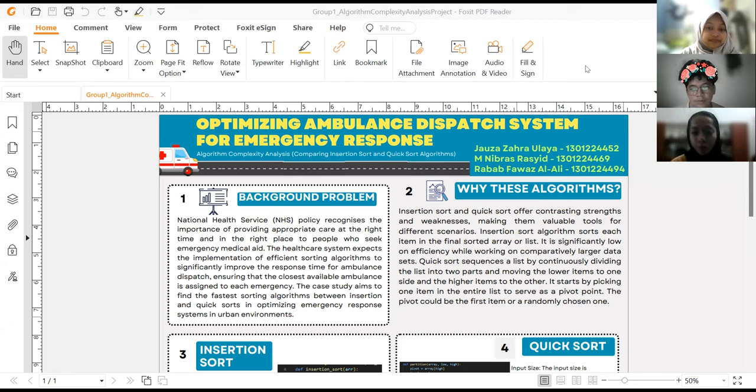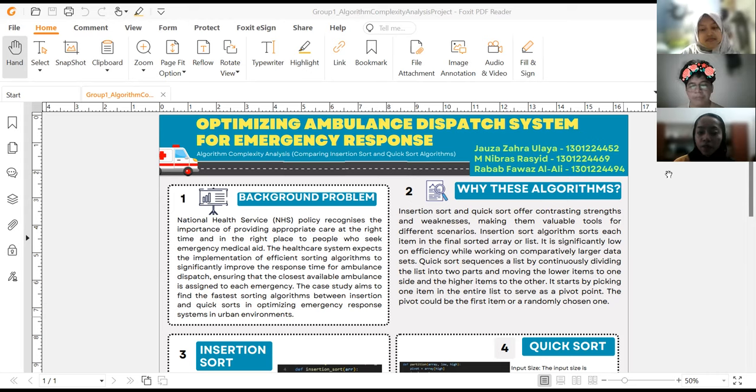Hello everyone, we're group one and we're excited to share our in-depth exploration of the optimizing ambulance dispatch system for emergency response project. In our quest for efficiency, we will shine a spotlight on the dynamic interplay between two vital sorting algorithms, insertion sort and quick sort. As we navigate through the intricacies of these algorithms, our aim is not only to elucidate their technical nuances, but also to unveil their real-world impact on emergency response systems.